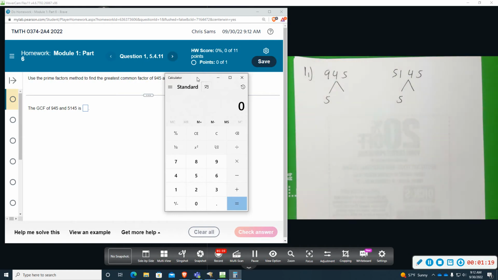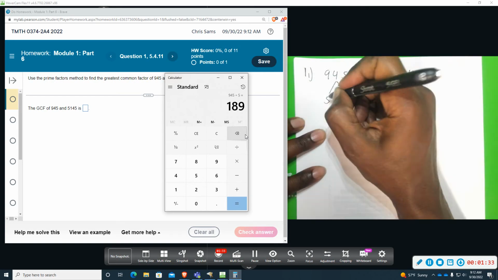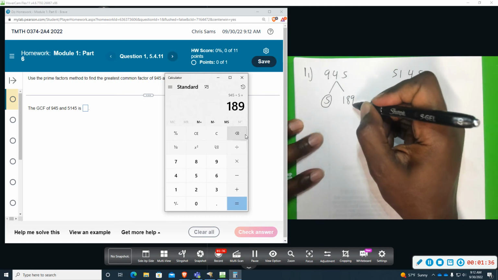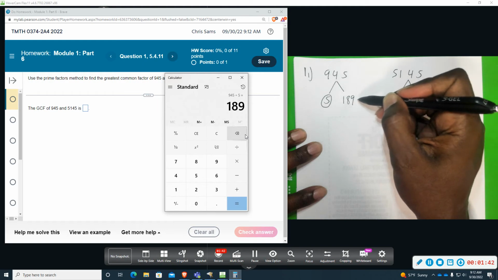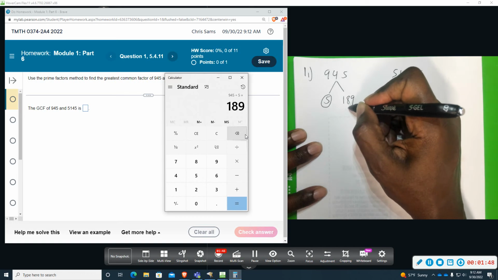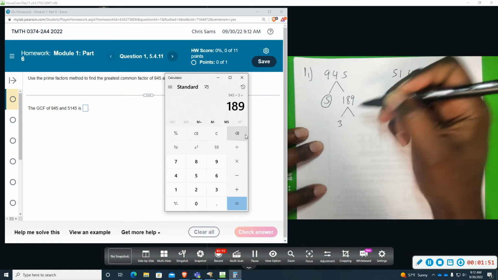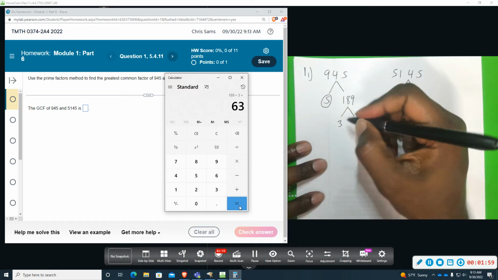So I'm going to divide both these numbers by 5 one at a time. 945 divided by 5 gives us 189. Okay, 5 is prime, so I can stop there, but 189 is not. Now, using those rules of divisibility, if I add up these numbers, I get 9, and 9 is 18. 18 is divisible by 3, so I can divide by 3. So I'm just going to do divided by 3. That gives me 63.